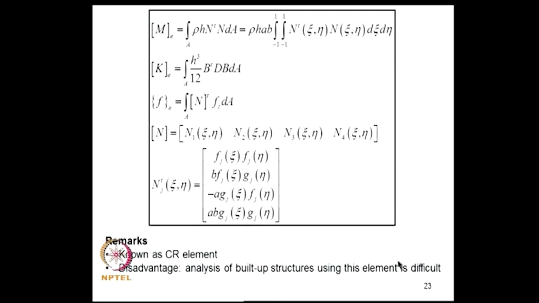So, one approximation that has been done in the literature is to represent this dou square w by dou x dou y in terms of theta x and theta y by a kind of numerical differencing scheme, and that overcomes this difficulty. That means we can eliminate the w x y degree of freedom, but such an element again turns out to be non-conformal. So, there will be another penalty that we have to pay.